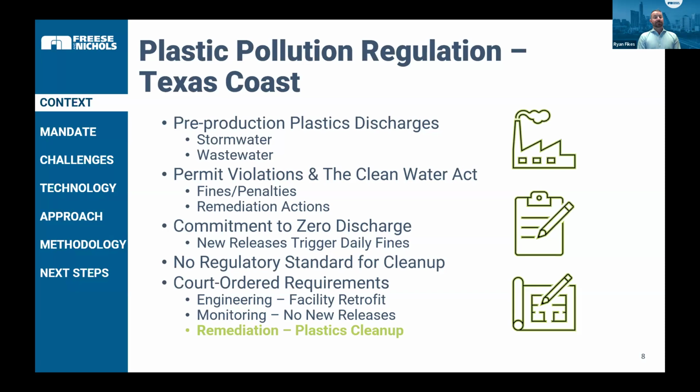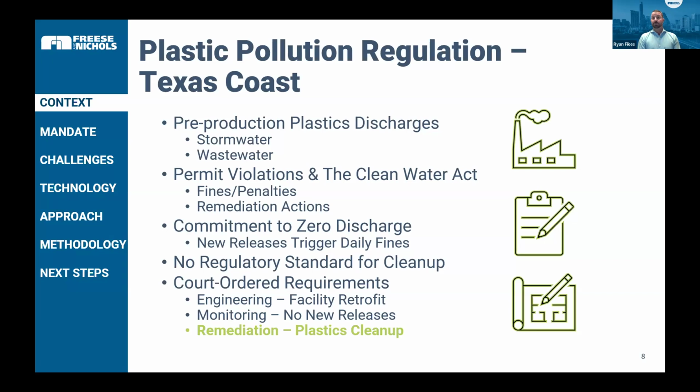And as I mentioned earlier, in Texas, we've got this commitment to zero discharge for new permits, but also following a Clean Water Act violation in the case that we're talking about today, our client is actually committed to a zero discharge. But there is no regulatory cleanup standard, and so we're really trying to set the stage for what that looks like in practice, which allows a lot of flexibility for Blake and my team in working on this, but we're also trying to set future precedent for what these regulations look like.